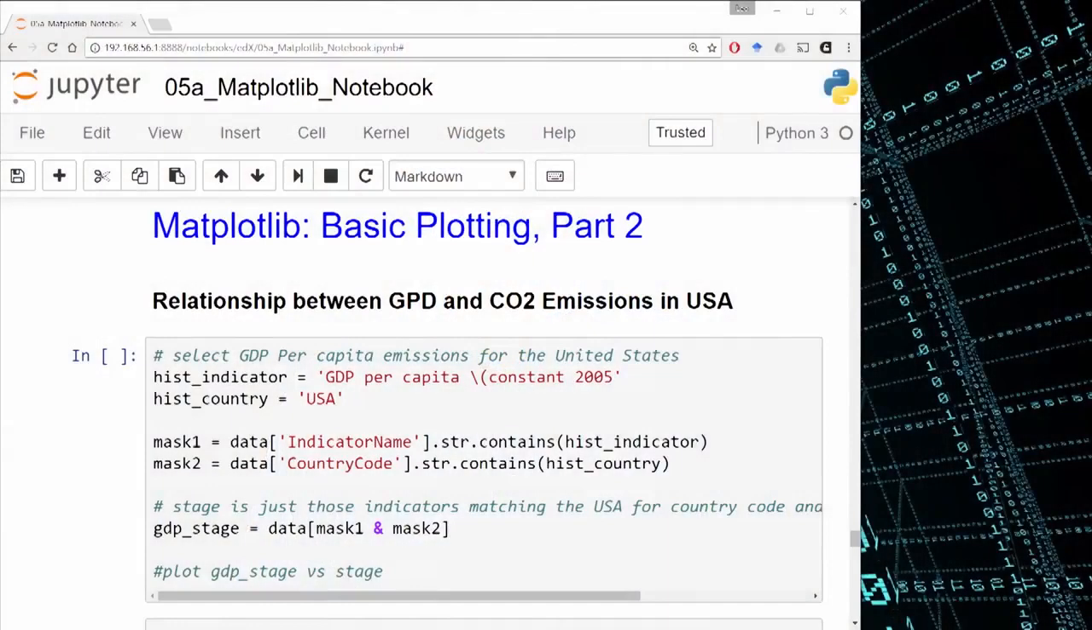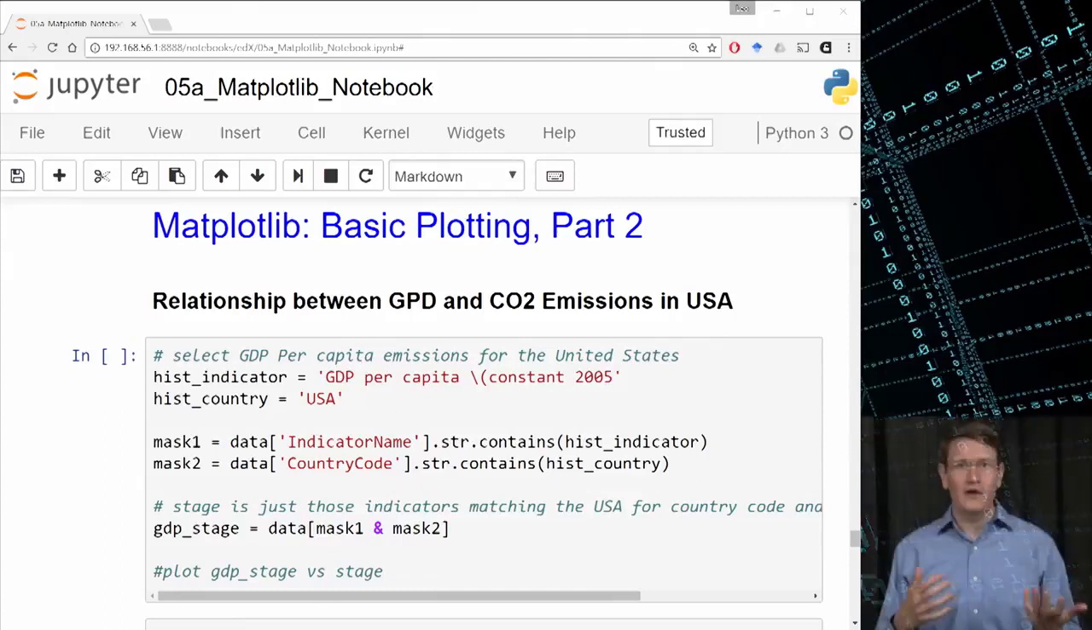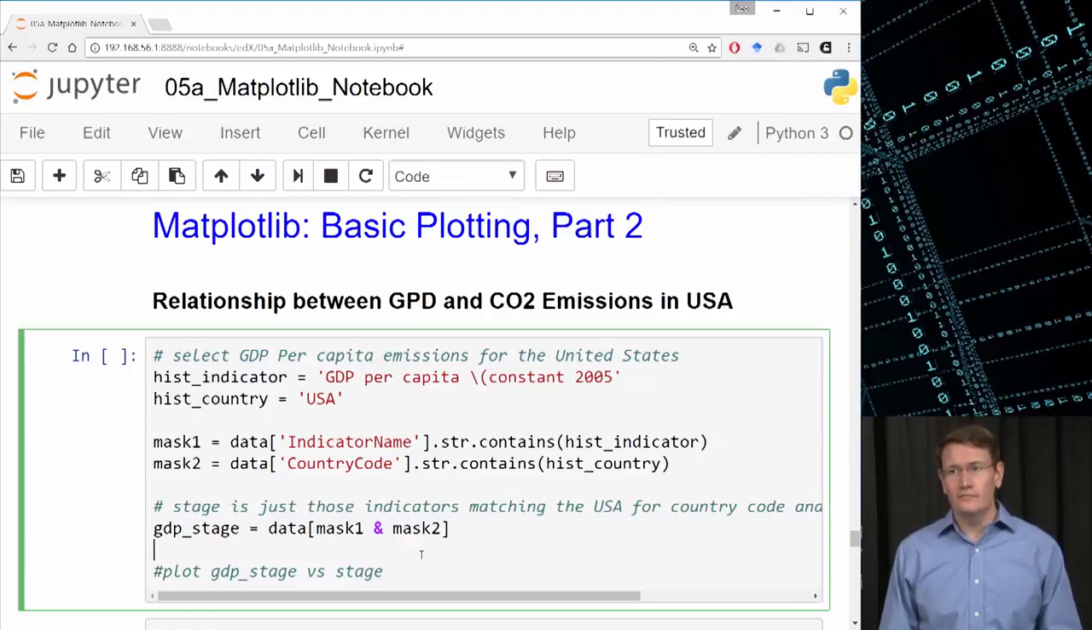We saw that CO2 emissions per capita in the US went up in the 1960s, and then with some minor variance has remained pretty steady since. I'm curious how that relates to the US economy, specifically the US's GDP per capita. So let's set up similar masks as in the last video to pull out the GDP per capita for the USA over time.